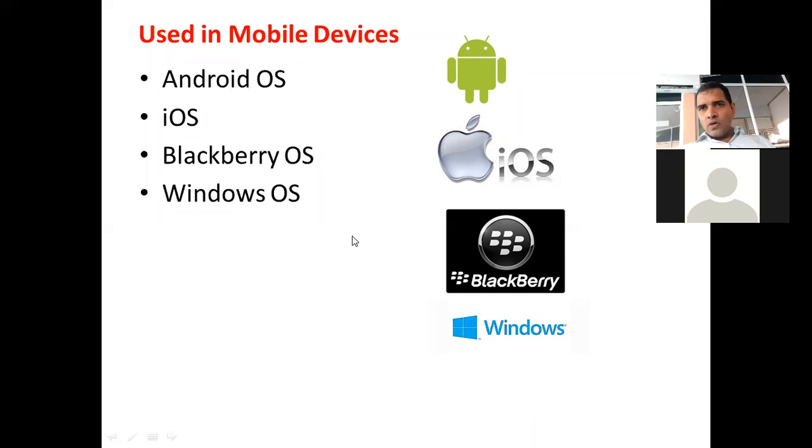We are talking about examples for operating systems. I divided them based on two purposes. One is for using in a computer. The other one is for using in mobile devices, right? So I hope you understood these things. Apart from these facts, you have to understand the two terms, licensed software and open source software, right?